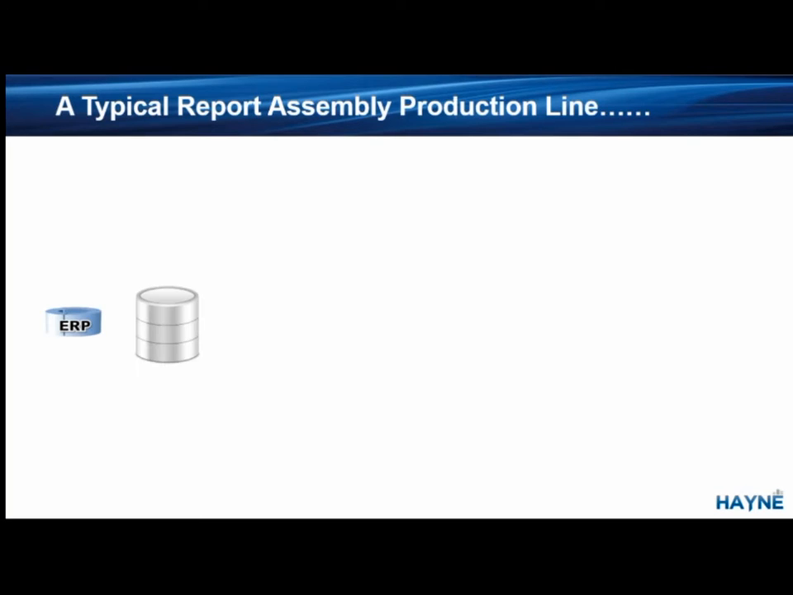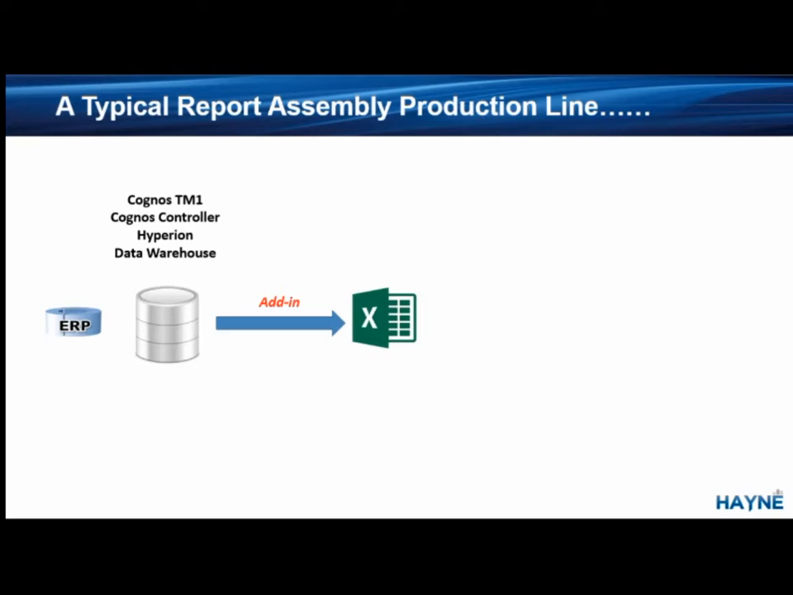So let's look at a typical report assembly production line. We typically have an ERP system feeding into some kind of data repository, be that TM1, Controller, Hyperion, or data warehouse. Then we have some kind of feed into Excel. Most companies are still using Excel for this purpose, and we're getting some kind of auto refresh against an underlying data source. A lot of companies are then inserting comments and commentary within this workbook, either using comments or using text in cells.